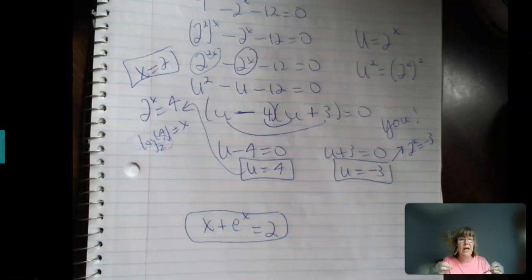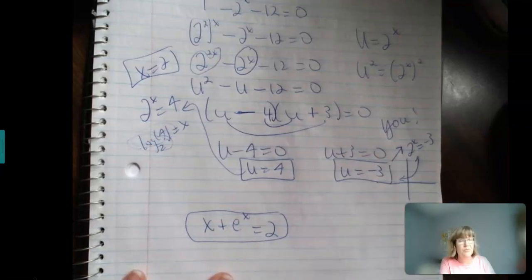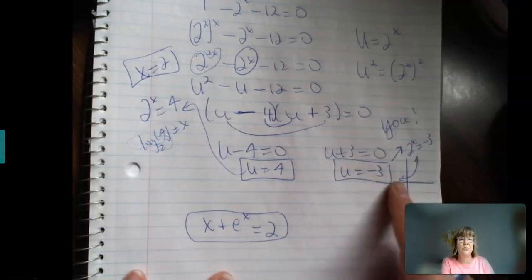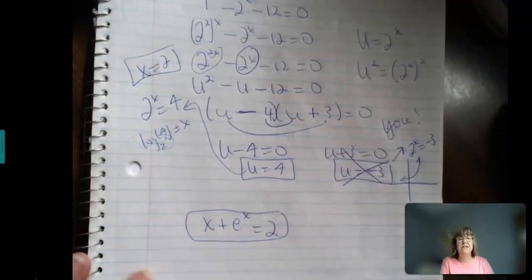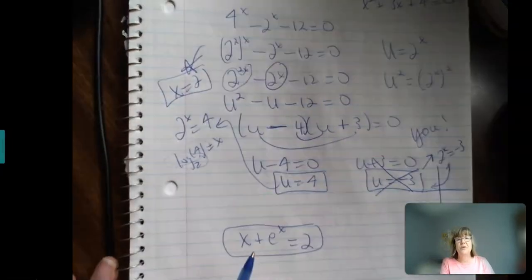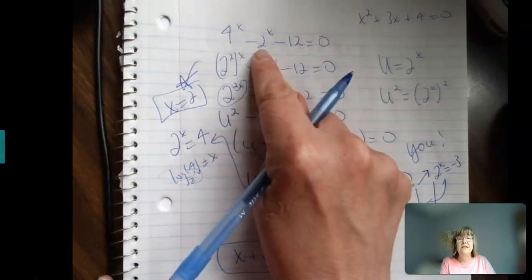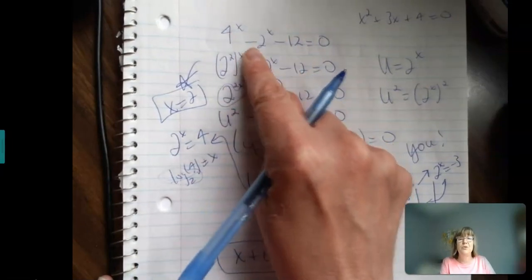There is no way 2 to the x, if you graph it, is looking like this, right? There's no way to get an output of a negative 3. We have an asymptote right there. So this one isn't going to give us an answer. So our only answer, this is the answer to the problem, is x equals 2. 2 would work, okay? We could check it. 4 squared is 16 minus 2 squared is 4, so that'd be 12. 12 minus 12 is 0.